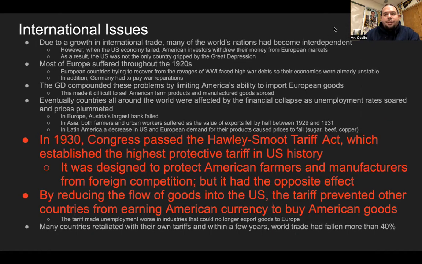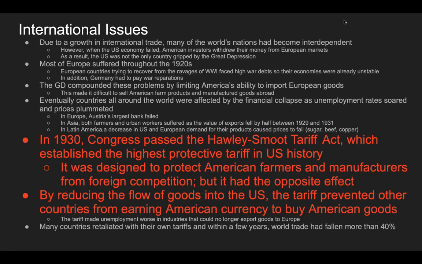International issues. Due to growth in international trade, many of the world's nations had become interdependent. However, when the U.S. economy failed, American investors withdrew their money from European markets. As a result, the U.S. was not the only country that was gripped by the Great Depression.